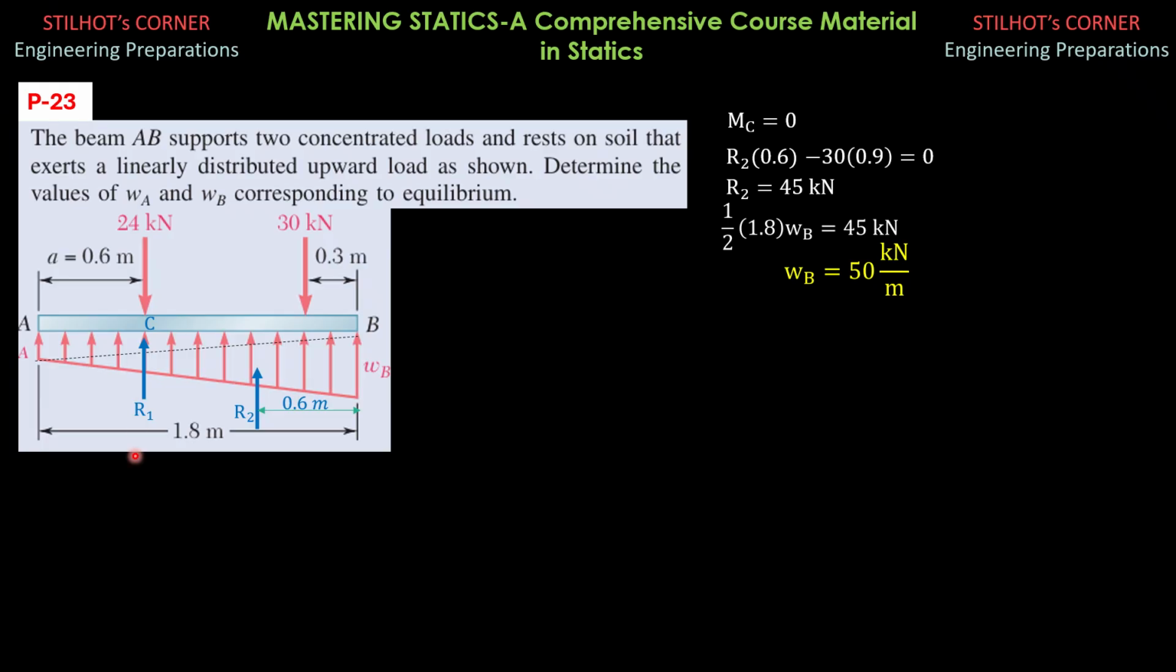Then likewise, summation of forces along y equals 0. R1 plus R2 equals 24 plus 30. R1 plus R2, which is 45, equals 54, or 24 plus 30. So 54 minus 45 equals 9. And R1 is the area of this triangle, 1/2 of 1.8 times WA. So 1/2 of 1.8 times WA equals 9. So WA is equal to 10 kilonewtons per meter.